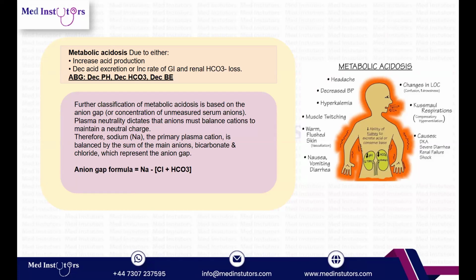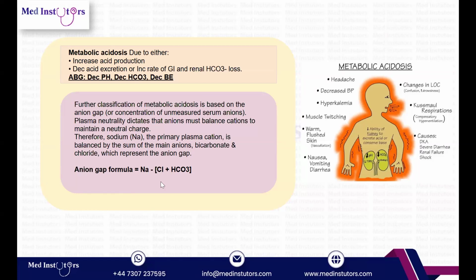Okay, in case of metabolic acidosis, we further classify on the basis of anion gap. Plasma neutrality dictates that the anions must balance the cations to maintain a neutral charge. Therefore, sodium, which is the primary plasma cation, is balanced by the sum of the main anions like bicarb and chloride, and the remainder represents the anion gap. The reason why we have this equation is because we cannot exactly measure all the anions, so that's why we use this formula.